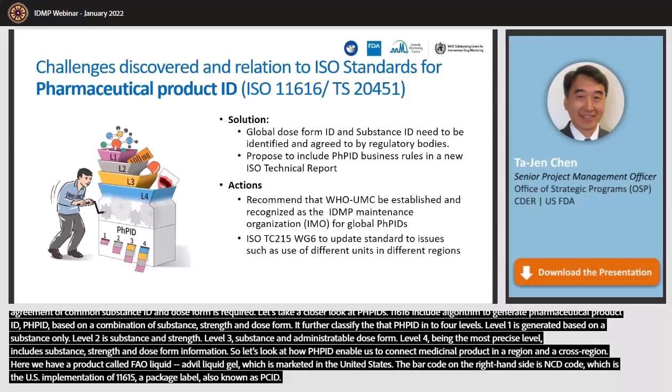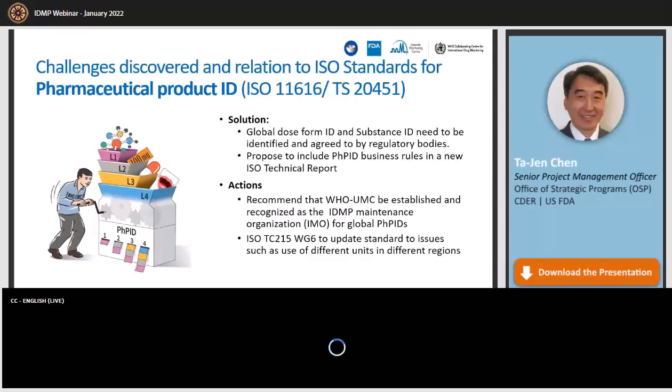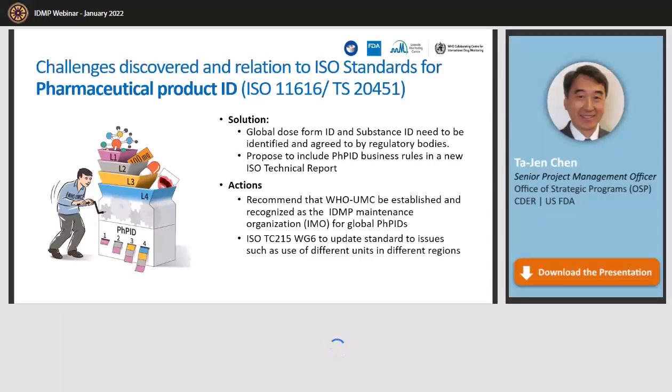The working group further recommends that the regulatory bodies need to come to agreement on the global substance ID and the global dose form term in order to generate global PHPID. Also proposed is to document the PHPID business rules, including the conversion of strengths and the assignment of dose form characteristics, into a new ISO technical report.